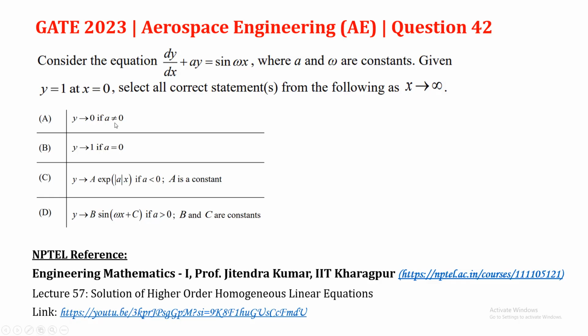Option 1: if a is not equal to 0, y tends to 0. If a is equal to 0, y should tend to 1. If a is less than 0, y should tend to a e^(ax). If b and a are greater than 0, then y should become b sin(ωx) + c. So let's solve the problem, find the solution for y, and then use that solution to check whether any of these options are right.